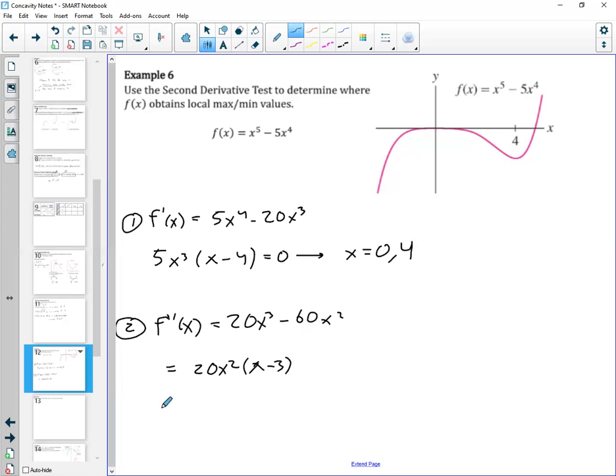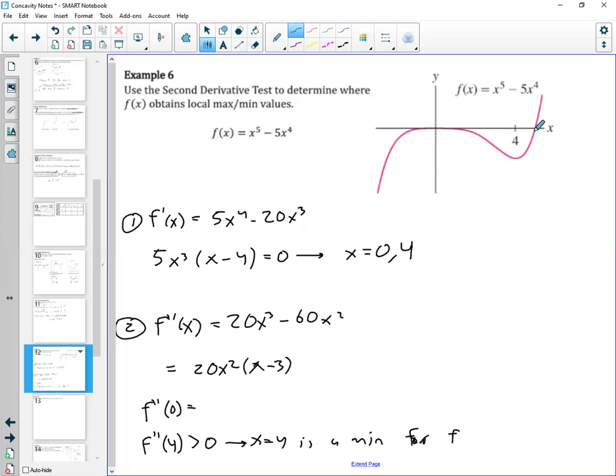So now you basically plug in 0 and you plug in 4. Depending on whether the values are positive or negative, that tells you whether it's a max or a min. So if I plug in 4, for example, I get 4 minus 3, which is positive 1. And then 20 times 4 squared, whatever that is, it's positive. And that's all I really care about. I don't actually care what the number is, I just care that it's positive. Because the second derivative test says if it's positive, that implies that x equals 4, the point I just tested, is a minimum value for f.